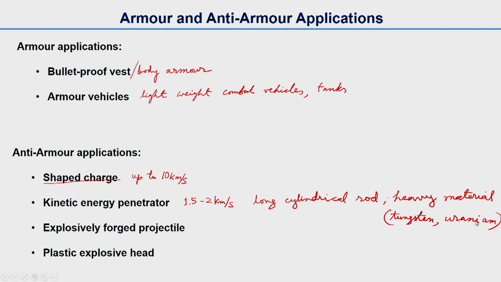Then explosively forced projectile, which is the same as shaped charge. We have already discussed it, but the main difference is that a disc is used instead of a cone. In place of a metal cone, we use a metal disc. So that's the main difference. And plastic explosive head, this is another one.